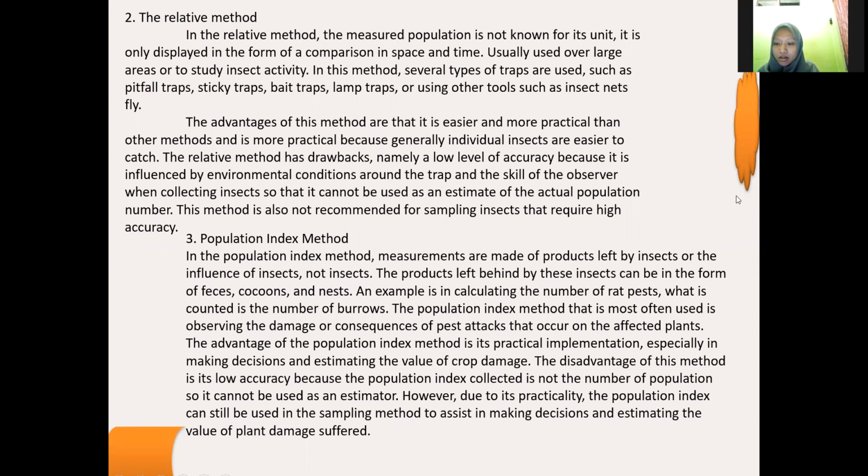The population index method is most often used in observing the damage or consequences of pest attacks that occur on the affected plants. The advantage of the population index method is its practical implementation, especially in making decisions and estimating the value of crop damage. The disadvantage of this method is its low accuracy because the population index collected is not the number of the population, so it cannot be used as an estimator. However, due to its practicality, the population index can still be used in the sampling method to assist in making decisions and estimating the value of plant damage suffered.